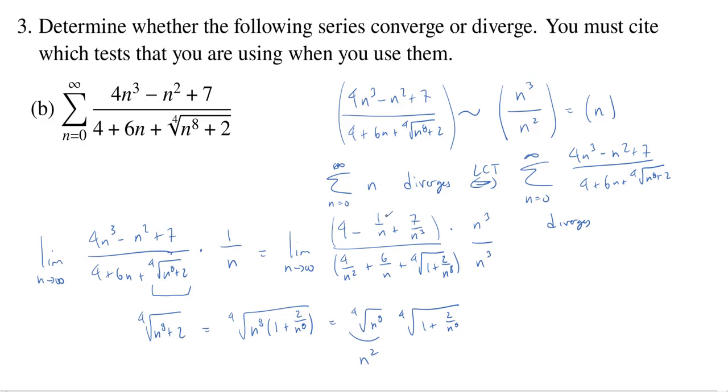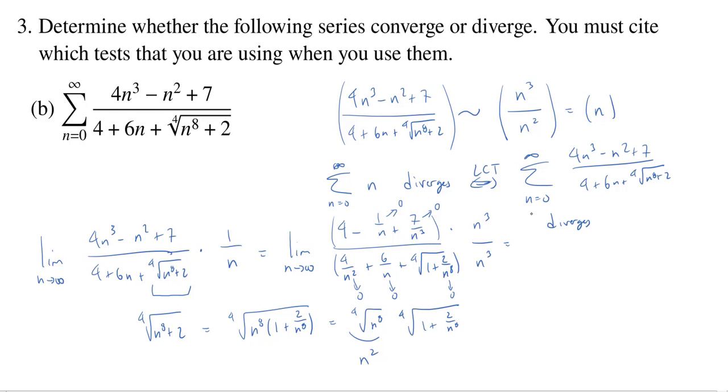The minus 1 over n, okay, that's just going to go to 0. 7 over n cubed goes to 0. 4 over n squared goes to 0. 6 over n goes to 0. And now let's see, 2 over n to the 8th goes to 0. And so I'm just left with a fourth root of 1, which is 1. And so in total, I'm getting 4 plus 0 plus 0 over 0 plus 0 plus 1.